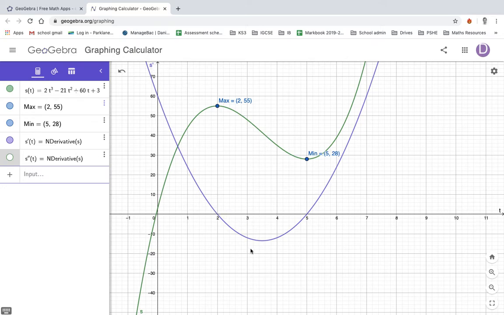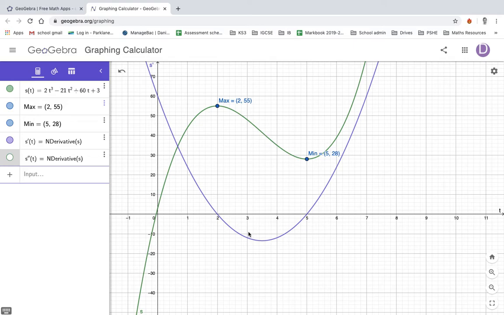Now, the key thing, the thing that we discussed last time, was that if the velocity is positive, then it means that the particle is moving to the right or upwards. In this example, it's to the right. And if the velocity is negative, then the particle is moving left, or downwards if it was on an up-down axis.